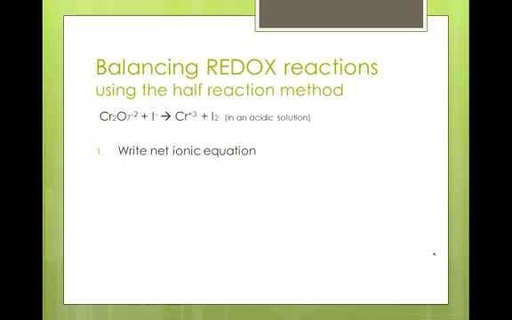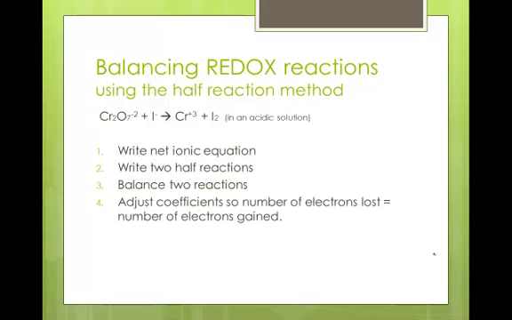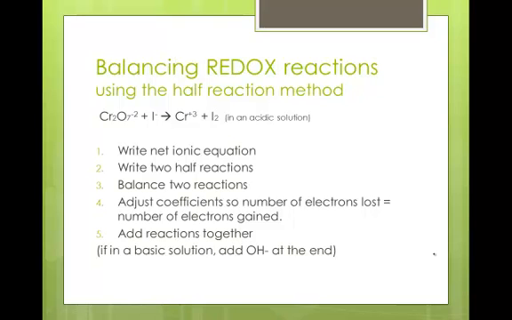Here I've provided a net ionic equation. Then you have to write the two half reactions. You're then going to balance the two reactions separately, adjust the coefficient so that the number of electrons lost equals the number of electrons gained, and then you're going to add the reactions back together to get the overall answer. And finally, if it's in a basic solution, we're going to add OH negative at the end to work it out. This is what I'm going to show you in class, the basic solution.